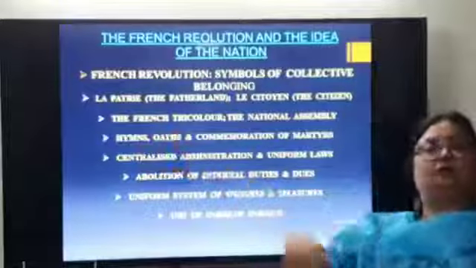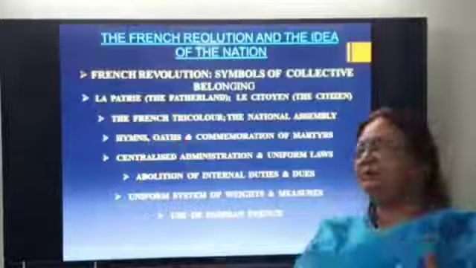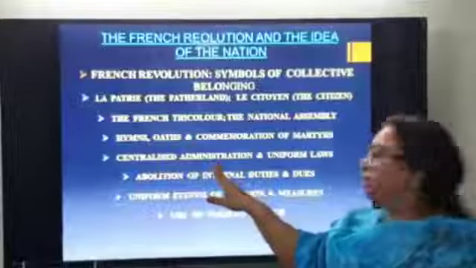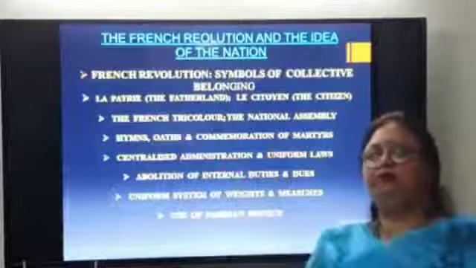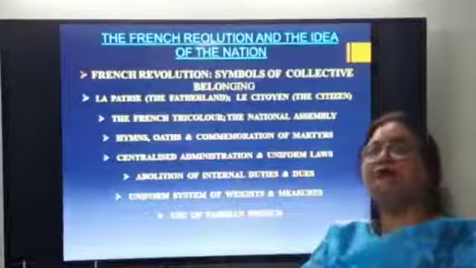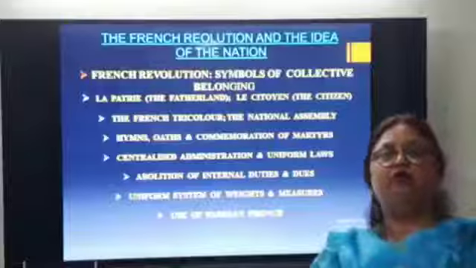Hymns and oaths were there, uniting the people together. There was a centralized administration and uniform laws. Laws were not different for different people. There were the same laws for everyone. That is what we can say: France now adopted the rule of law.